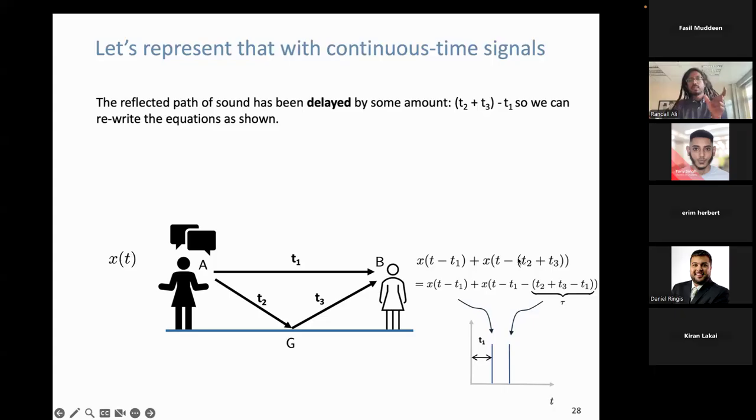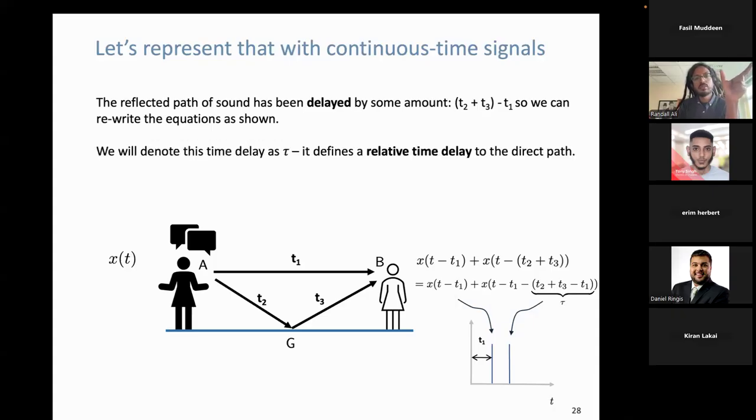Basically, what this means is that instead of that delay t2 plus t3, I want to think about a particular delay tau, which represents the delay between this first peak and this second peak. So I'm going to denote that as t2 plus t3 minus t1, right? Because remember, t2 plus t3 was the time it takes from the initial sound to this second peak. But I'm just going to subtract t1 from that. And so that new variable tau, this time delay, is going to be relative with respect to the direct path. Okay, and that's going to be really useful for us in terms of our notation.